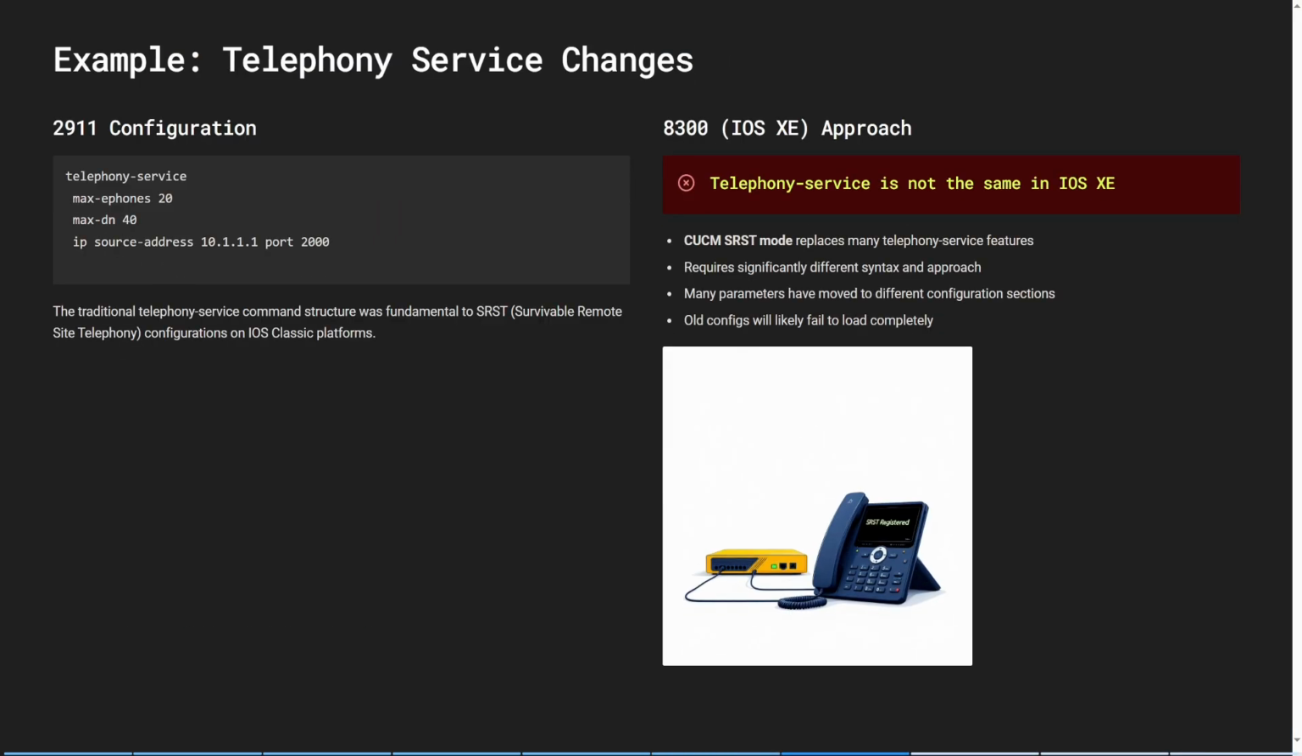One example is that the traditional telephony service command structure was fundamental to SRST configurations on iOS Classic platforms. Whereas in the 8300, CUCM SRST mode replaces many telephony service features, requiring a significantly different syntax approach. Many parameters have been moved to a different configuration section, and pasting in old configs will likely fail to load completely.